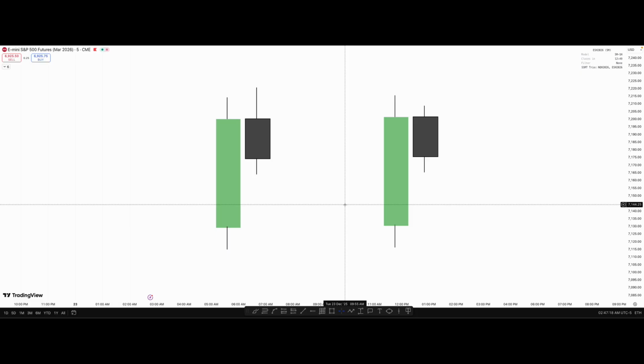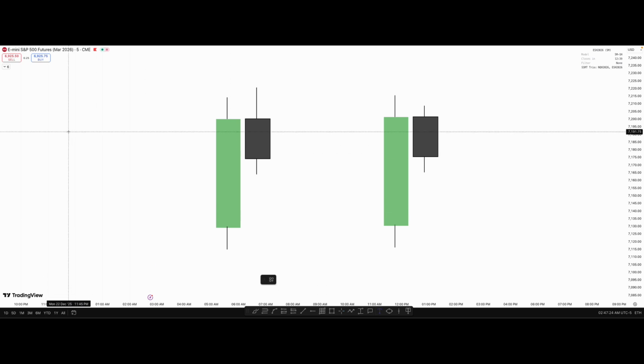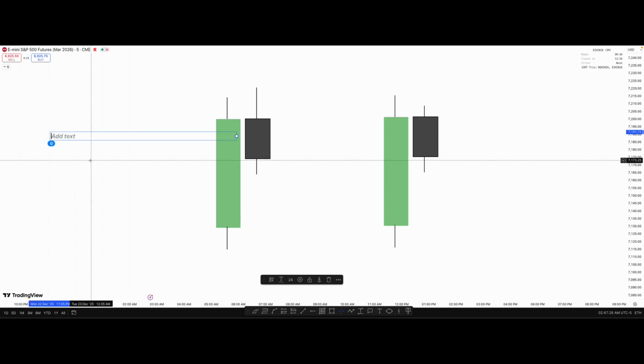Let me just explain which are the triads, right? So triads means correlating pairs, alright? Correlating pairs, meaning what comes in indices? In indices there is NQ, ES and YM, right? This is the triad.